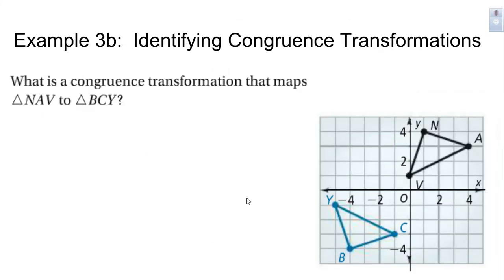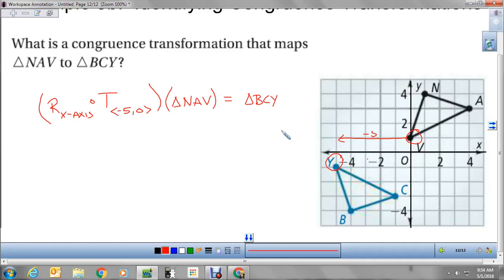All right, so for part B, I want you to figure out which congruence transformation maps triangle NAV to triangle BCY. So pause the video and then come back and check to see how you did.